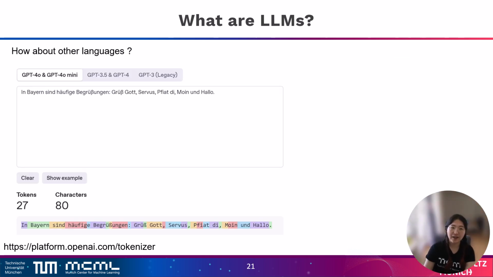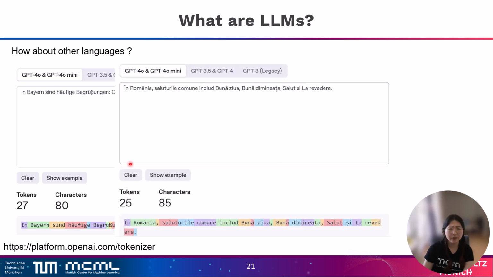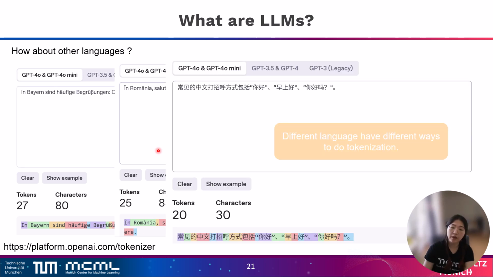So how about tokenization in other languages? We already saw English, so now here is German. Yeah, my German is pretty bad. But here we can also see that one word is also split into several tokens. And this is Romanian, also one word split into several tokens. And this is Chinese, where actually one character is also not always one token. Sometimes one character is one token, sometimes two characters are two tokens. So we can find that different languages have different ways of doing tokenization.